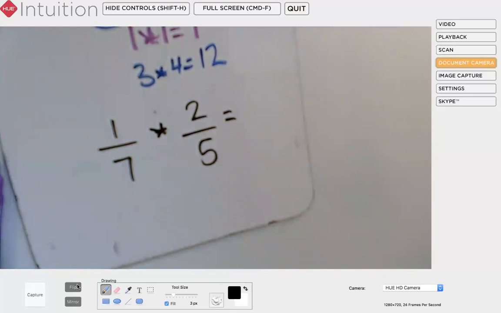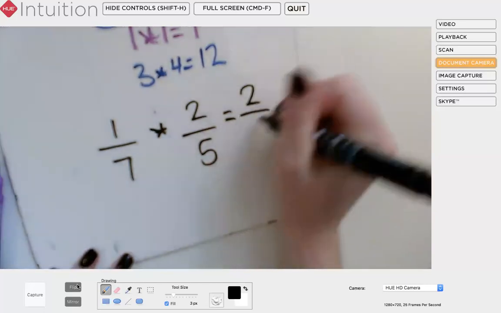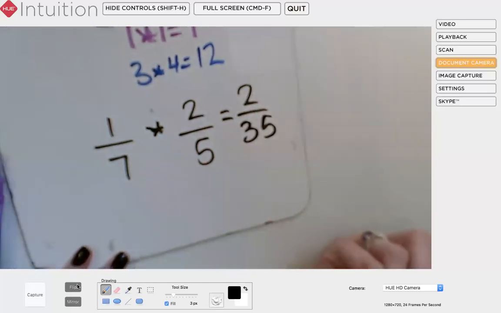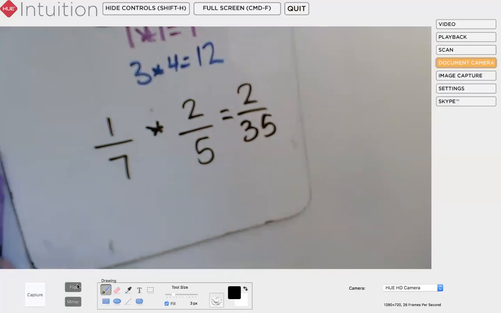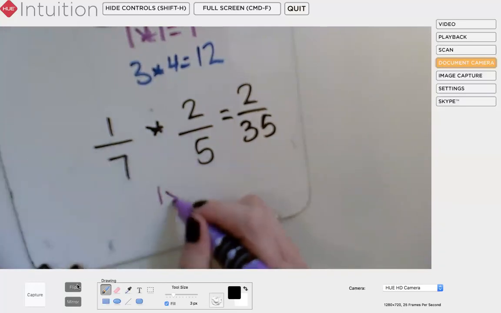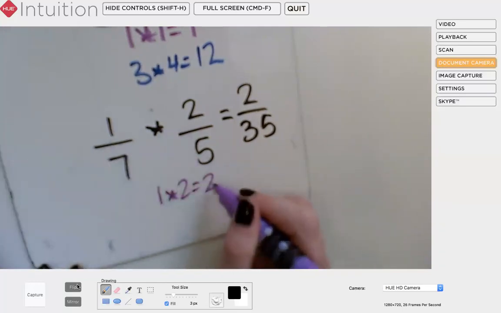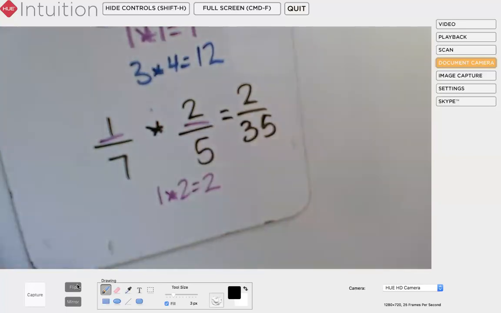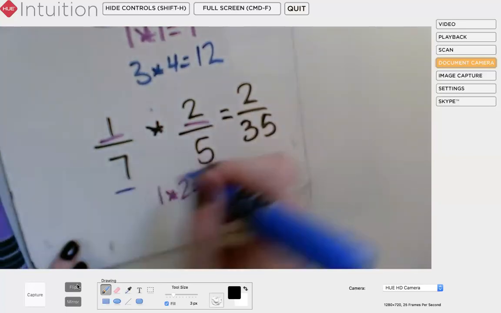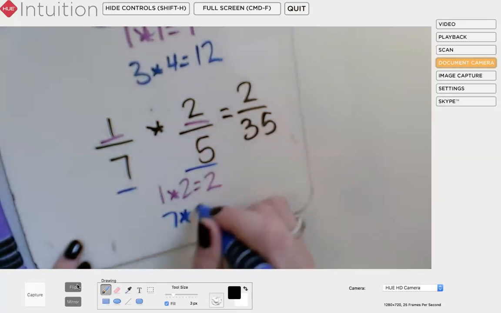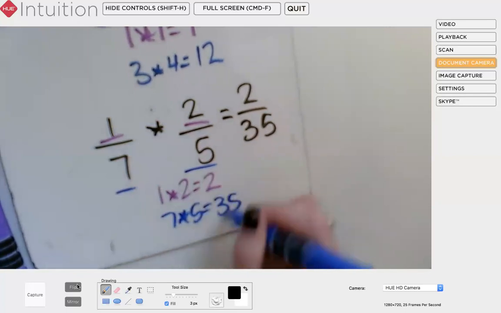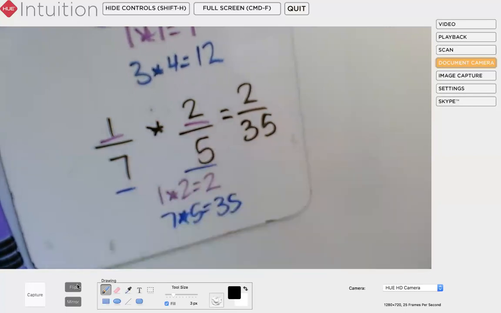Okay. When you multiplied 1/7 times 2/5, you should have had 2/35. You should have taken your numerators, 1 times 2. 1 times 2 should have given you 2. And then you should have taken your denominators, which is 7 times 5. 7 times 5 equals 35. Hopefully, thumbs up, you guys got that one correct.